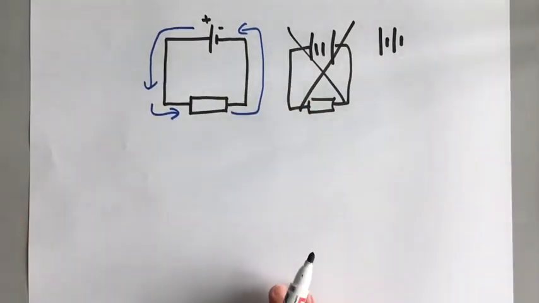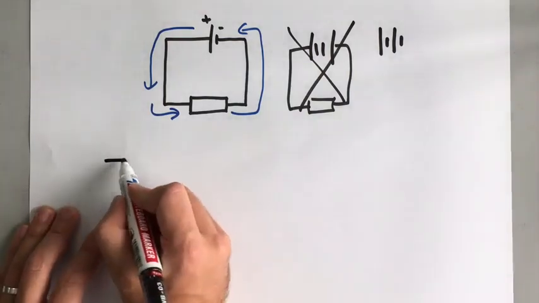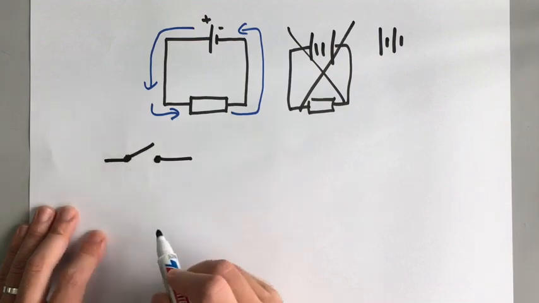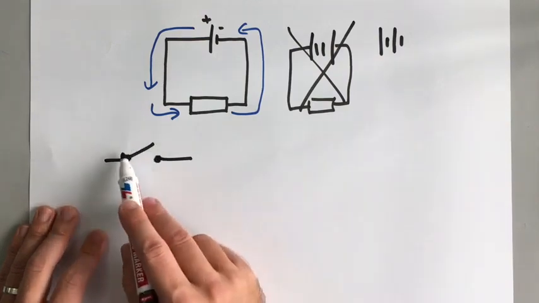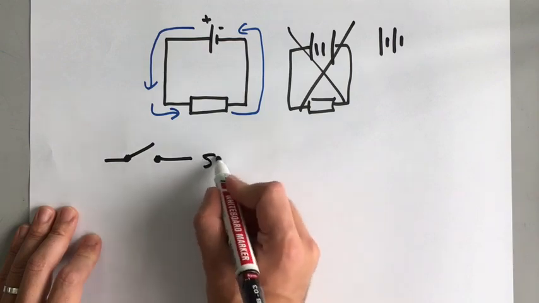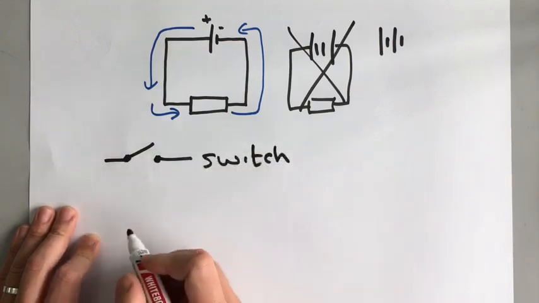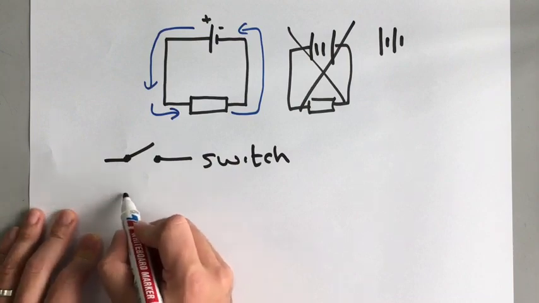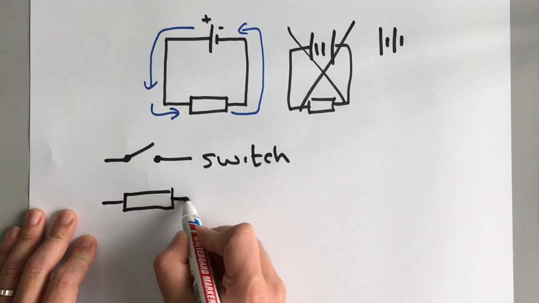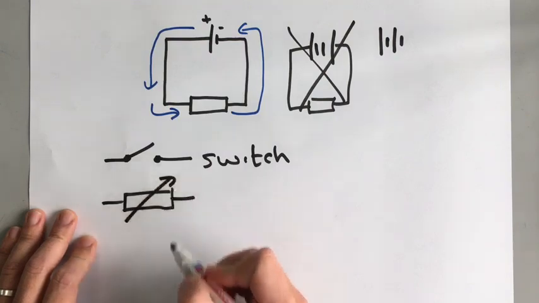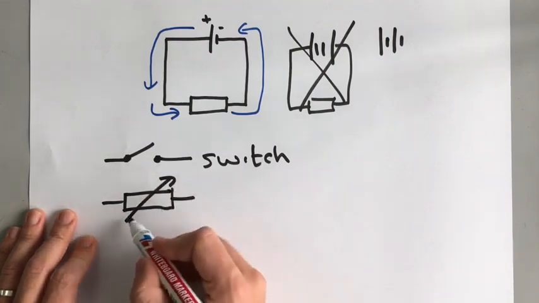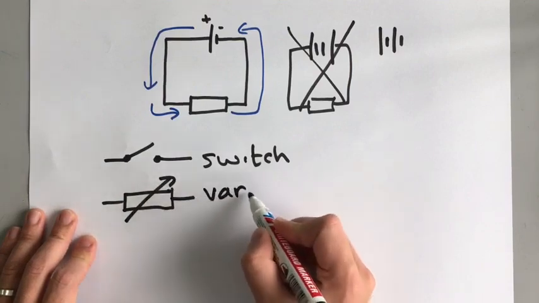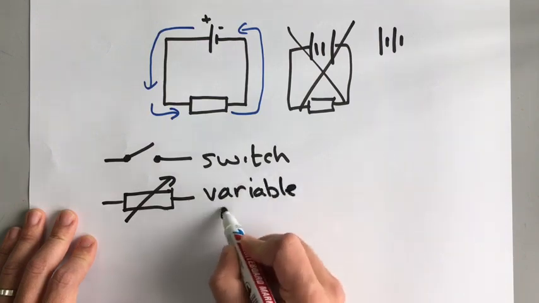The other circuit symbols that you need to know is a switch, which you can draw like that. Okay, a switch is something that just opens the circuit to turn something off, or closes it to turn it on. That's a switch. You need to know what a resistor is. You need to know what a variable resistor is. Now, a variable resistor is a component where you can change the resistance. And so a variable resistor looks like this, and the arrow going across it means that you can change the resistance. So that is a variable resistor.